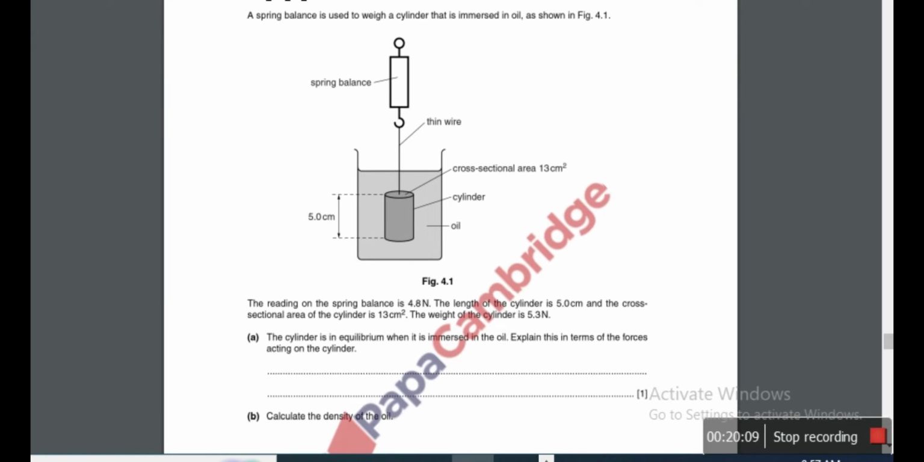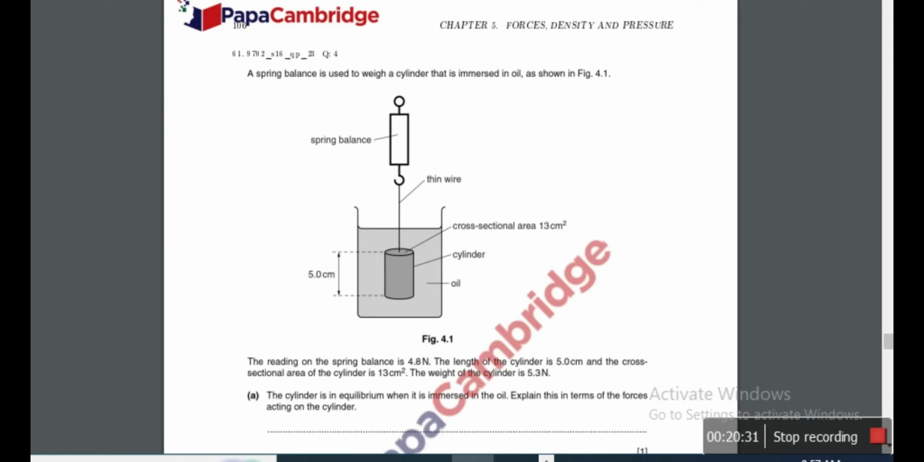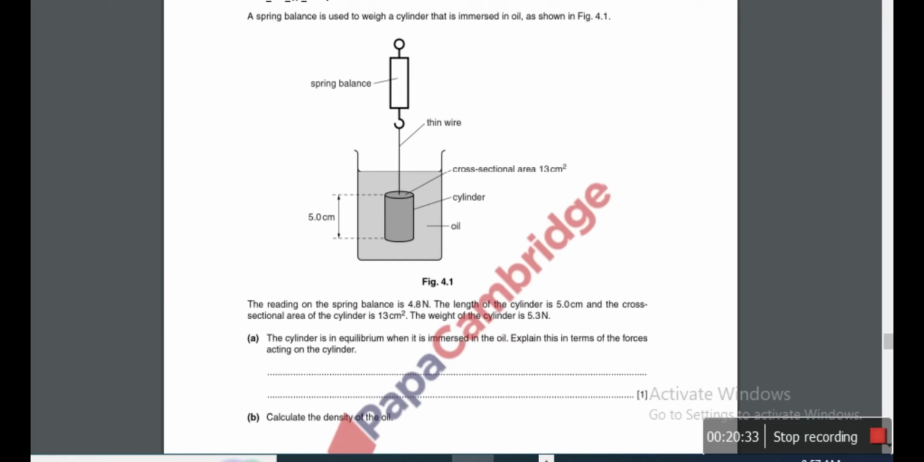Whether it is this question, you can also apply it. The cylinder is in equilibrium when in mass. Explain it in terms of forces acting on the cylinder, why it's in equilibrium. For it to be in equilibrium, are you listening to me in this particular question? For it to be in equilibrium, total upward forces must be equal to what? What is the only downward force on this cylinder? Weight. Good. What are the upward forces? The upthrust and the tension. So upthrust plus tension must be equal to weight.